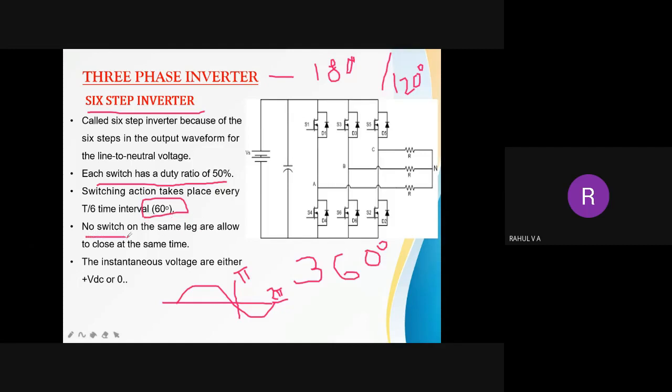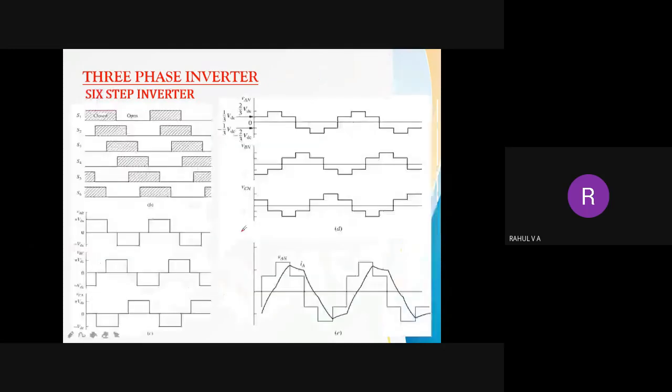And this point is that no switches in the same leg are allowed to close at the same time. That is very important because if we turn on switches of one leg at the same time, it may lead to a short circuit. Now we will go to the next diagram. Okay, one more point I will explain.